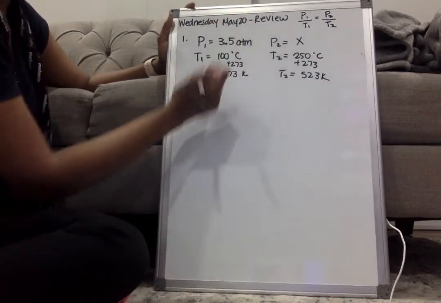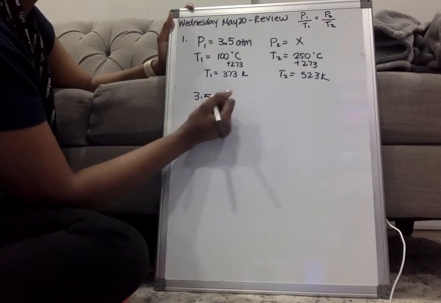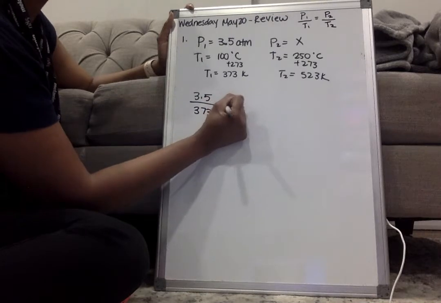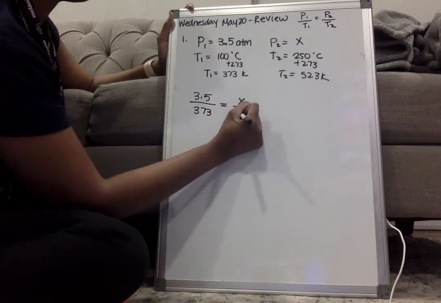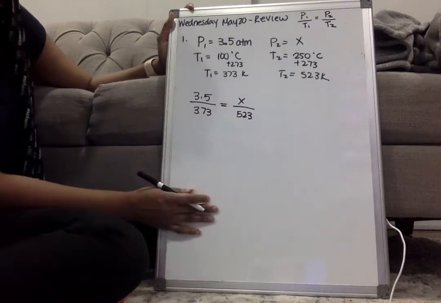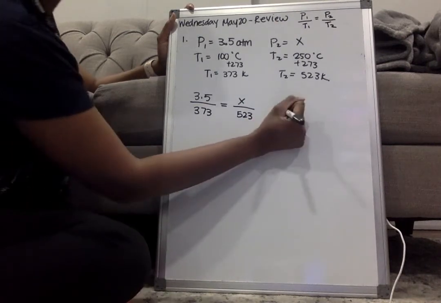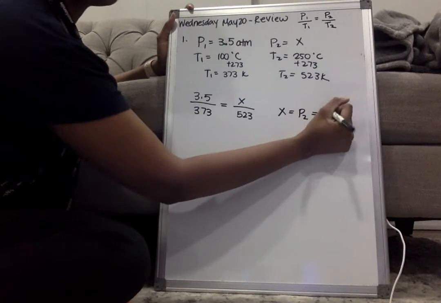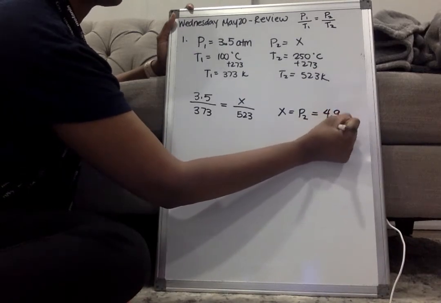So we plug it into our formula: 3.5 divided by 373 equals X divided by 523. You do your math, and you'll find that X, the final pressure, is equal to 4.9 atmospheres.